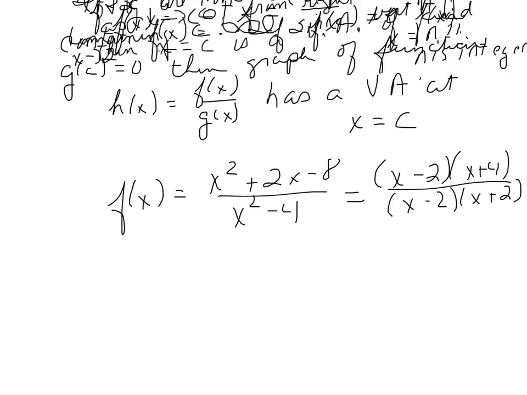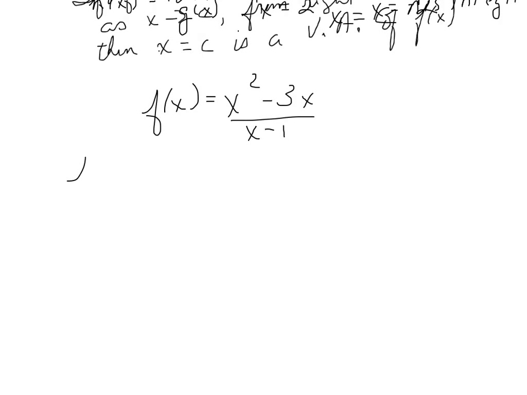So what happens when x is 2? There's one. Okay, we have a removable discontinuity when x is 2. What happens when x is negative 2? Vertical asymptote when x is negative 2. So you can't just look at the denominator. You also have to look at the numerator to make sure that you don't have a removable discontinuity.